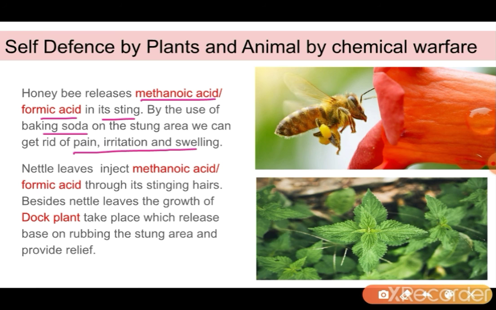In the same way, the nettle leaves also release methanoic acid, also known as formic acid, through the stinging hairs. So nettle leaves have stinging hairs. By these stinging hairs, they give a cut and give pain to our skin whenever we cross these nettle leaves from nearby. Then the dock plant is also present near these nettle leaves, and this dock plant contains base in it. When we rub this dock plant on the cut area, on the stung area, then we get relief from the pain.